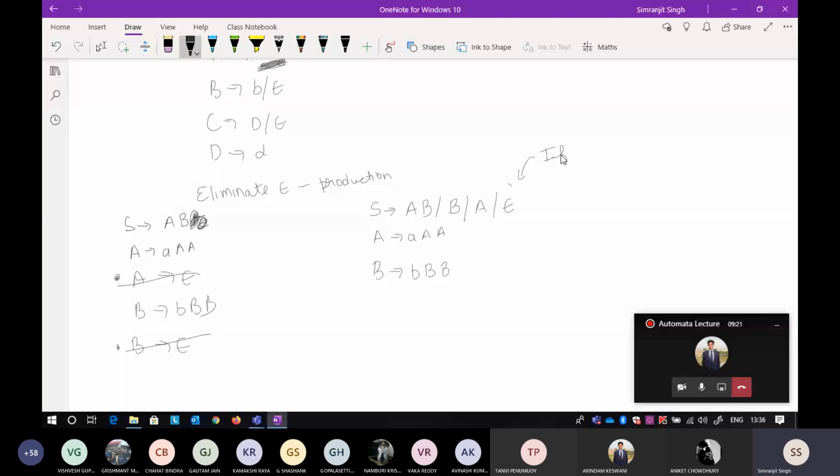I also told you that if epsilon is present in the start symbol, you cannot eliminate it. It means that it is contained in the grammar, and you cannot do anything. If epsilon is present in the grammar, you cannot eliminate epsilon. Keep this point in mind. It is very important.